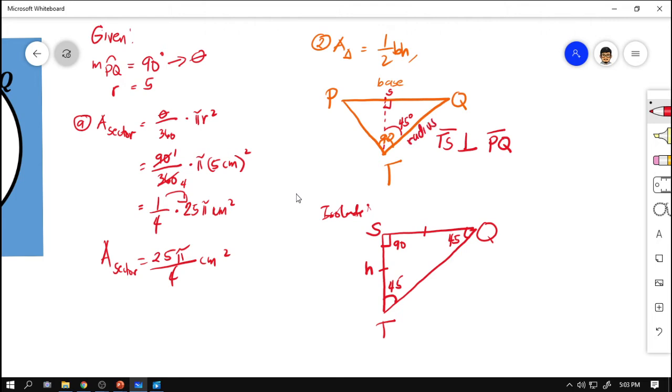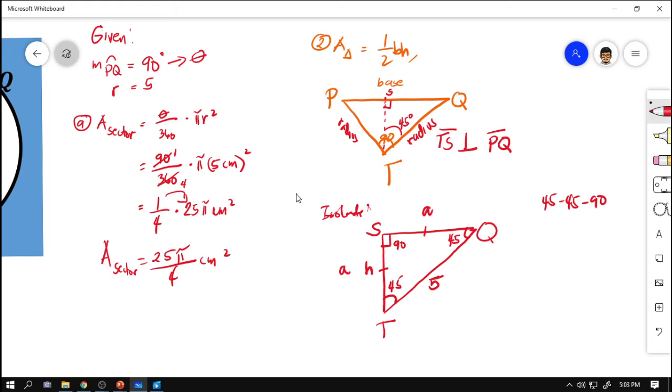And remember that TQ is the radius of the circle. So, ito radius, ito rin ay radius. And remember na yung radius natin ay equal siya sa 5. Okay? Now, in a 45, 90 degree right triangle, which is a special type of right triangle, remember that the length of the two sides are equal. Say, this is side A, this is also side A.